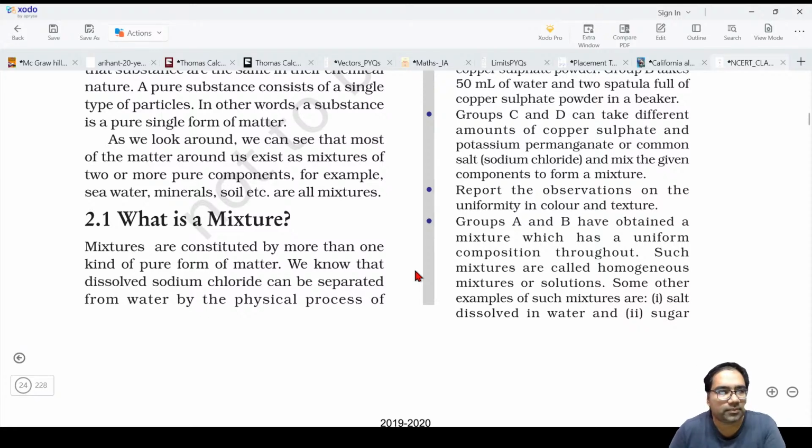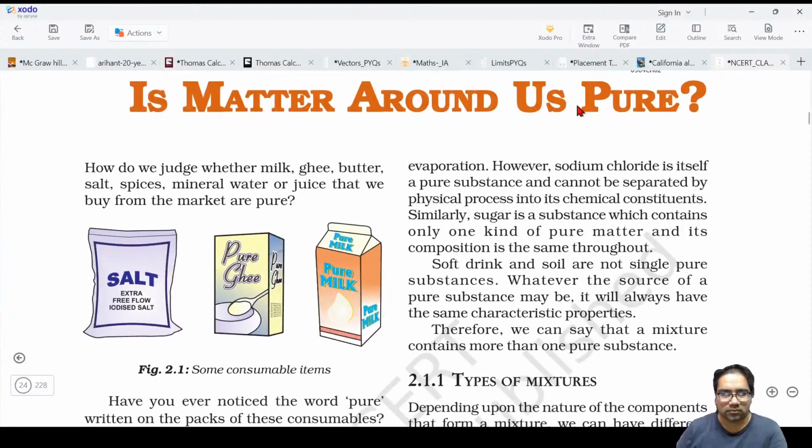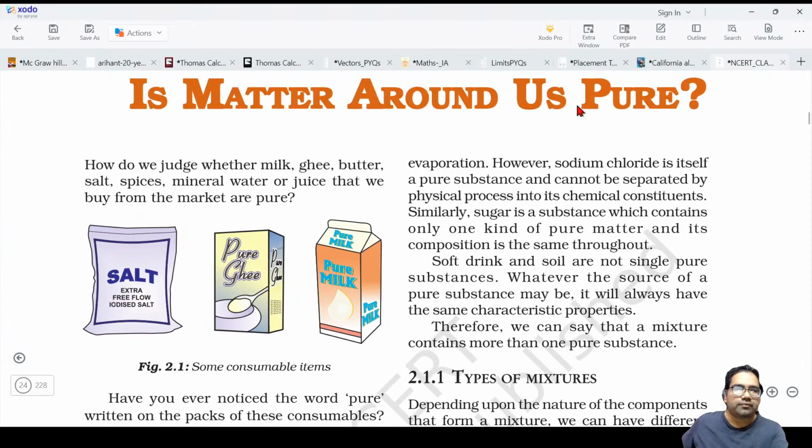So what are mixtures? Mixtures are constituted by more than one kind of pure form of matter. We know that dissolved sodium chloride can be separated from water by the physical process of evaporation. However, sodium chloride is itself a pure substance and cannot be separated by physical process into its chemical components. Similarly, there is a substance. Understood, no? So what is it saying?